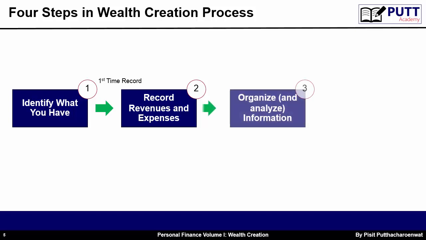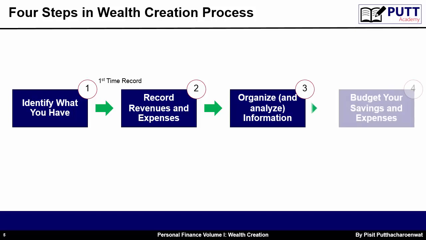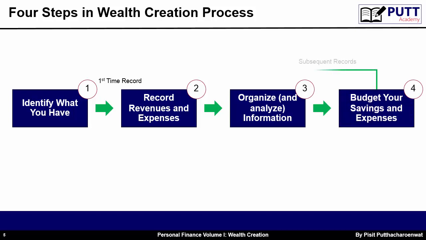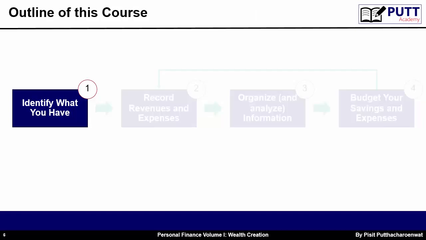The third step is to organize and analyze the information. After gathering required information, obviously, you should take a look at it and draw some conclusion. The fourth step is to budget your savings and expenses for the very first time. The whole process will then become a loop as you budget your savings and expenses and then record new information accordingly.